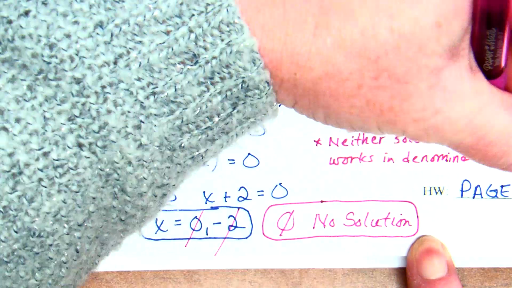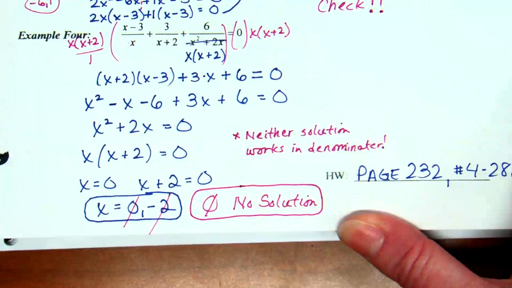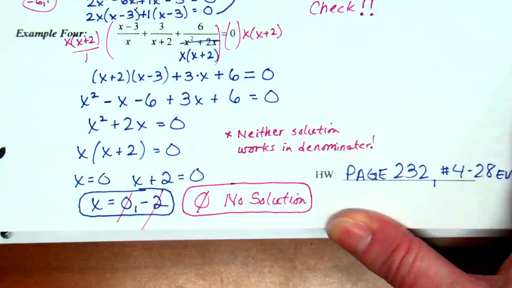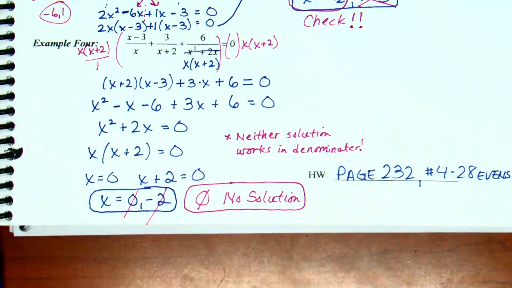Okay, your homework is on page 232, 4 through 28, evens, which if the math teacher is doing her math right, I believe that should be about 13 problems. Okay, be sure to be checking your solutions.